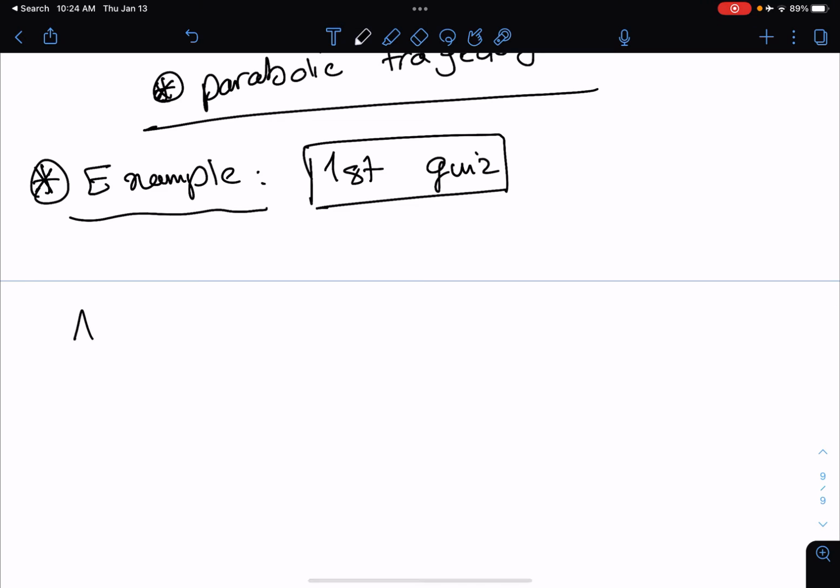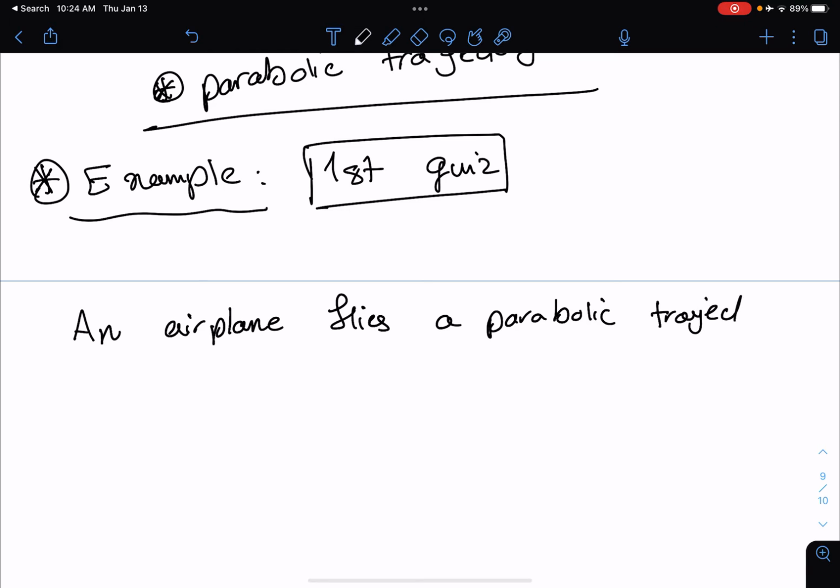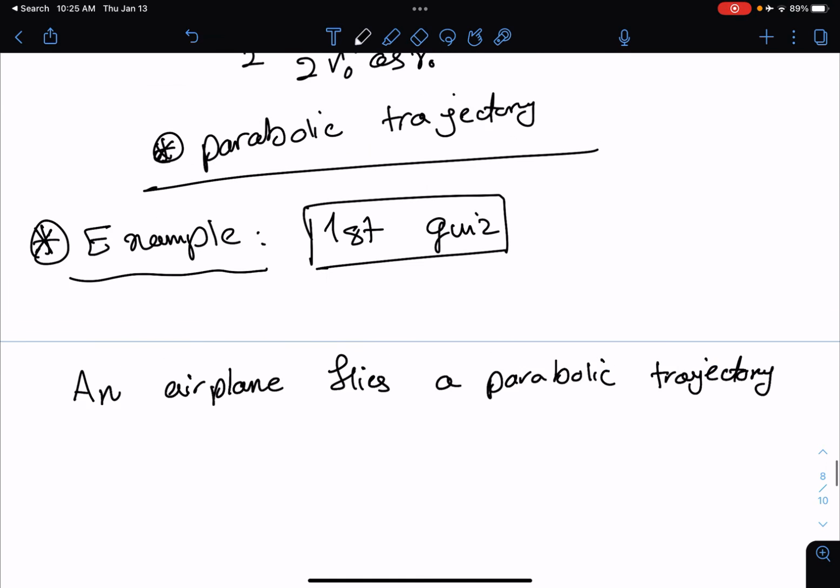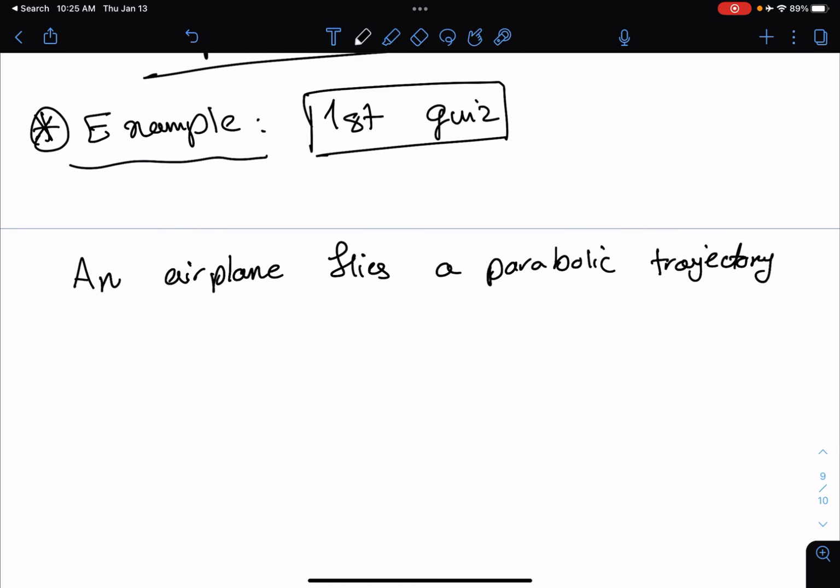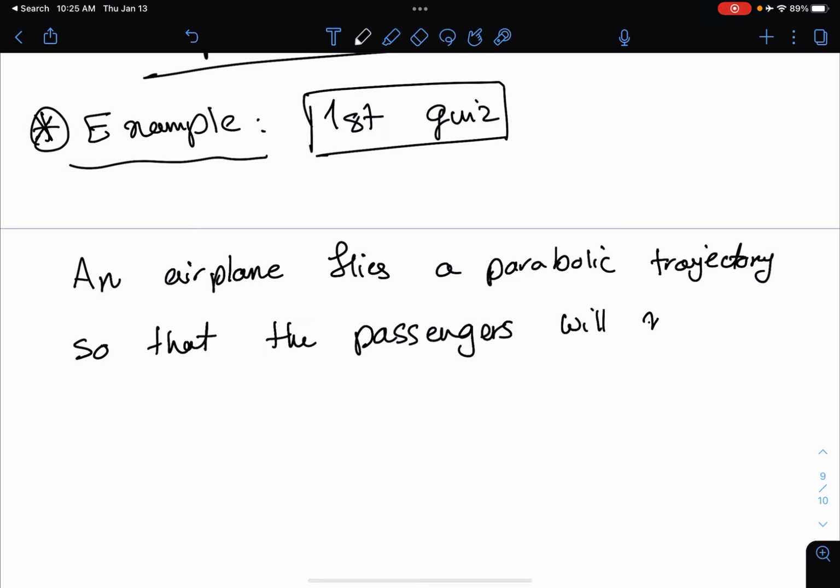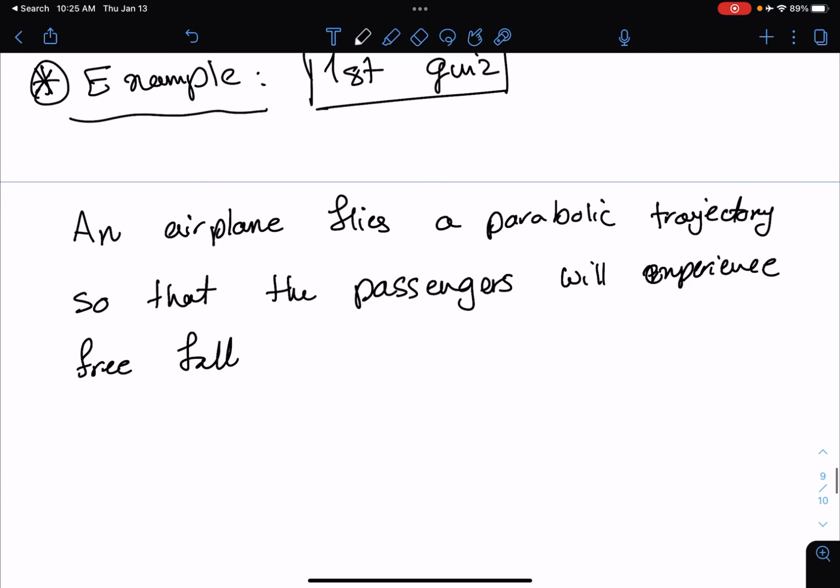And I'm gonna write the text of the problem for you. We have an airplane that flies a parabolic trajectory, like the one you saw here. Just a parabolic trajectory, and it is flying that trajectory in a way that the passengers will experience free fall. By free fall, we mean weightlessness.